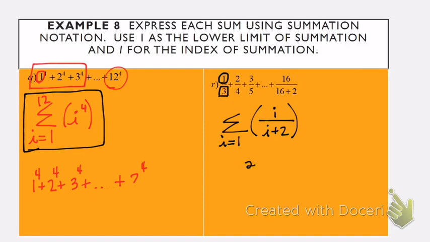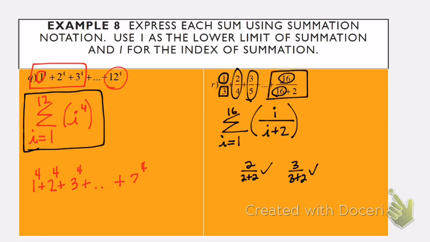So if I plug in 2 for I, is 2 plus 2 4? Yep, and that's my second one. If I plug in 3 for I, is 3 plus 2 5? Yep, and that's my third term. So now I need to look here to find my upper limit. My upper limit has to be 16 so that I get this term for my last term in my pattern. So here is my final answer for that summation.